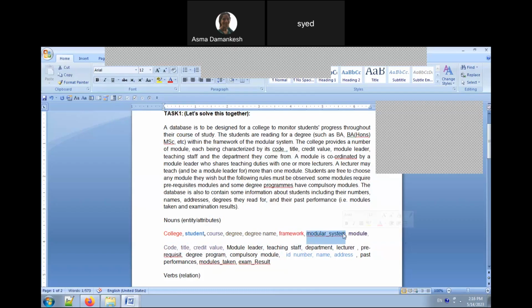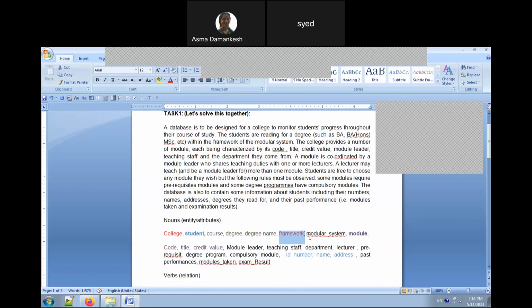Modular system, it's just an explanation of the database, no? Which part? The framework part. So the framework, how many times did I mention the framework? Once, no? Did I explain it with other words, like a framework is characterized by a framework ID? No. Do I have it followed by a verb, like a framework has a degree? No. So it's not involved in a relation. It's not described at all. Then it's something that is generic. I do not use it.